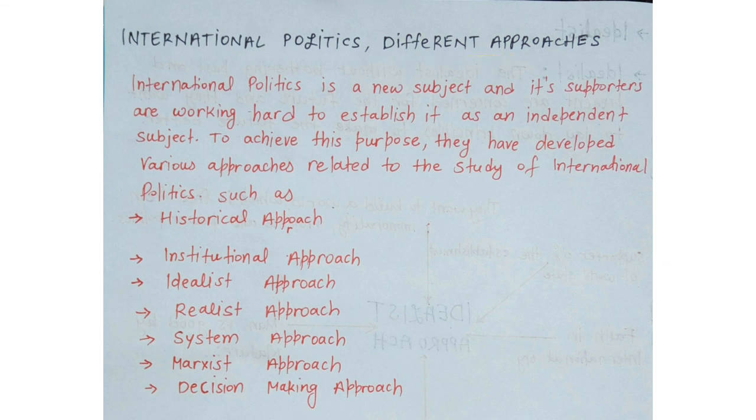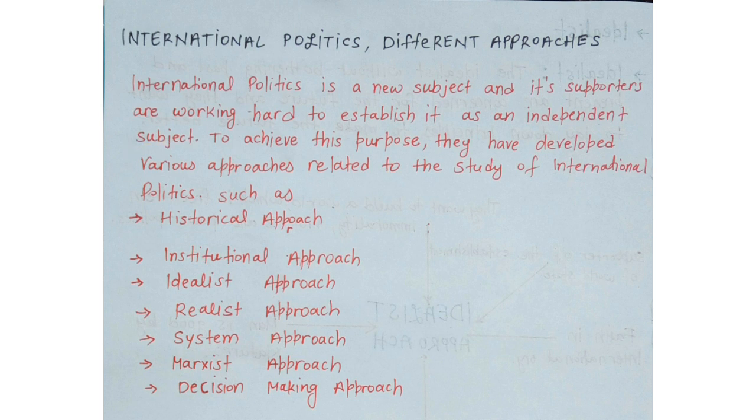Let's start. Well, the question is, why different approaches? We all know international politics is a new subject, and being a new subject, people generally use the two terms, international politics and international relation, interchangeably, meaning they are using them as synonyms, and that is not appropriate. So its supporters are working hard to establish international politics as an independent subject.